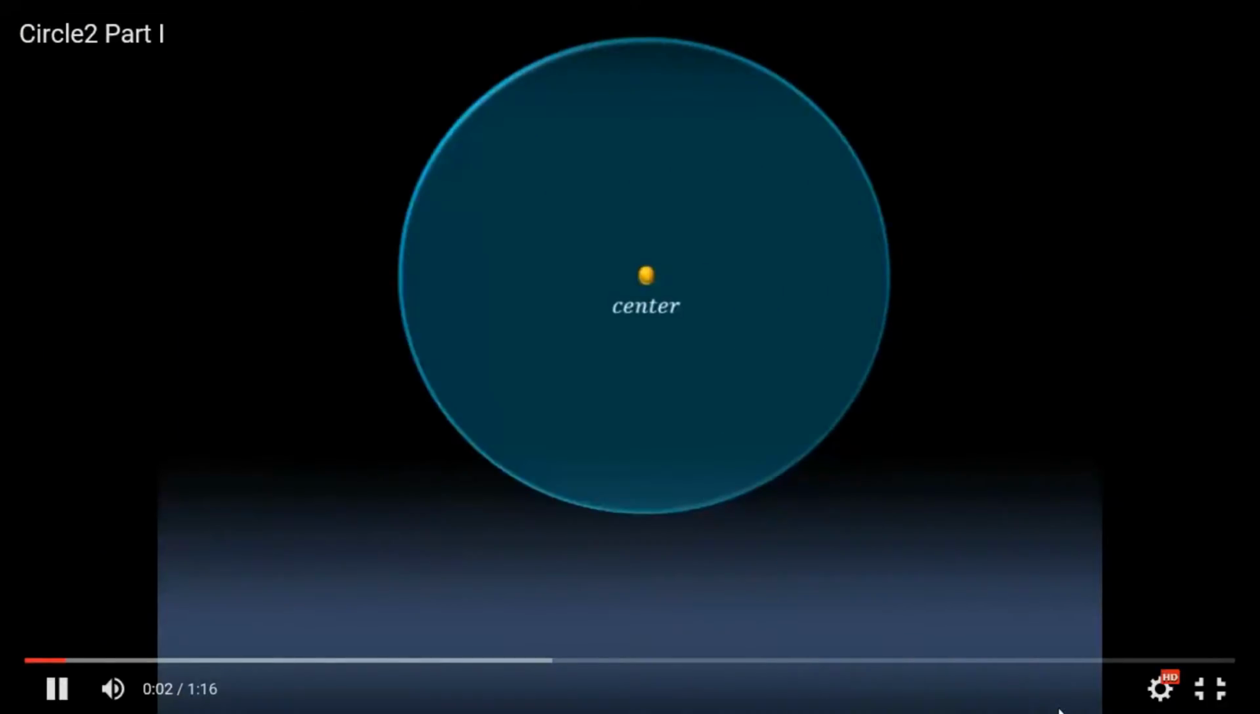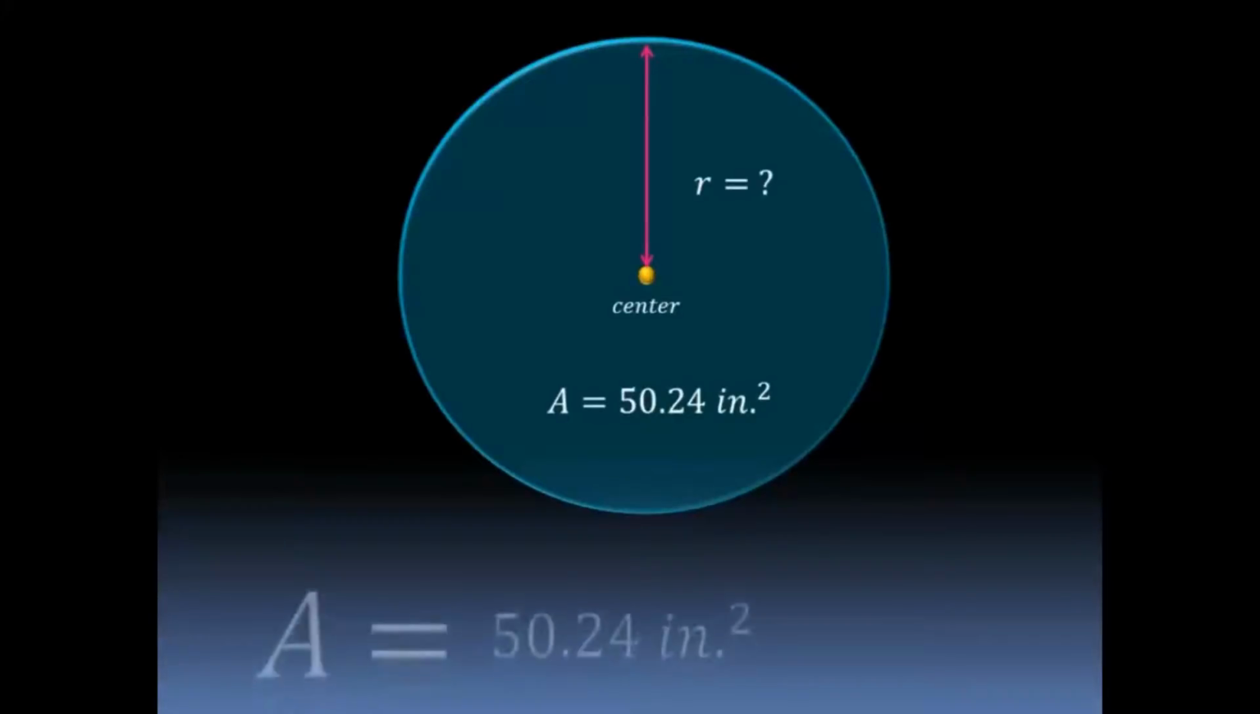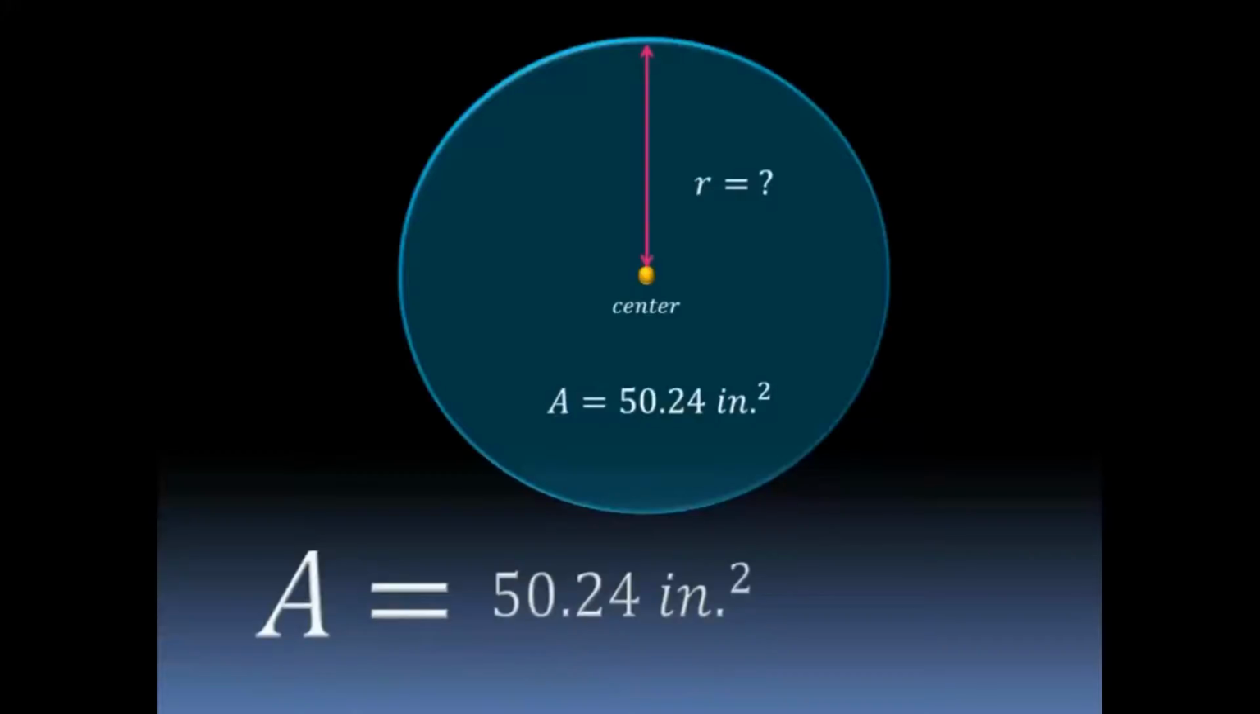Let's look at another problem. We have another circle, but this time we know its area is 50.24 square inches. And our problem is to find what the radius is of this circle. Again, we know the area is 50.24 square inches, and we're looking to find the radius of a circle that would have that area.